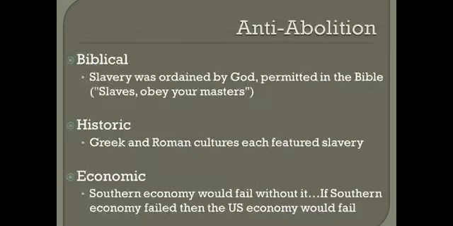Now, there are about 6 key reasons that anti-abolitionists gave for why slavery was good. Biblical, historic, and economic. So slavery was ordained by God. It's in the Bible, folks. It's historic. The best civilizations of all time have had slavery. Listen, it's economic. If the Southern economy fails, then the U.S. economy is going to fail, and the Southern economy will fail without slavery, so we need to keep it.